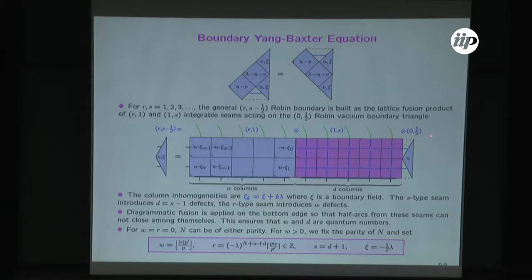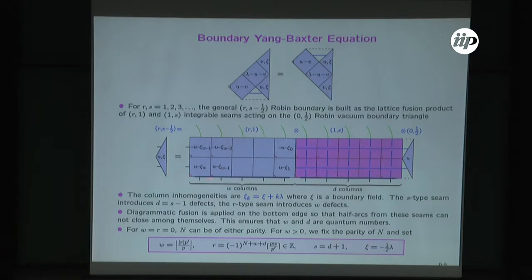So the idea is you start with the Robin vacuum on the right, denoted by Rs equals 0 and a half. And then you dress firstly with an integrable seam of S-type. You see, this is very simple. This is just the identity operator. All of the connectivities or polymers just go straight through. But it's non-trivial because there is a fusion projector acting from the lower edge to ensure that none of these loop segments close among themselves.